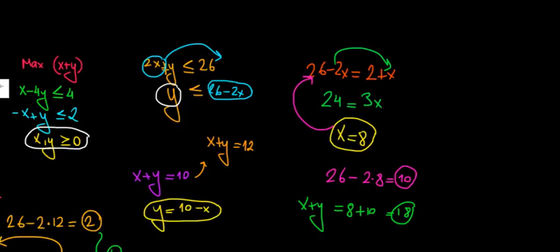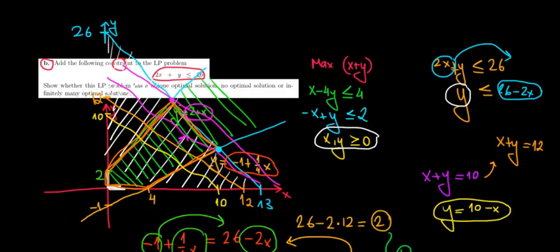We intersected the right point on our area of feasible solution, so that's our solution.